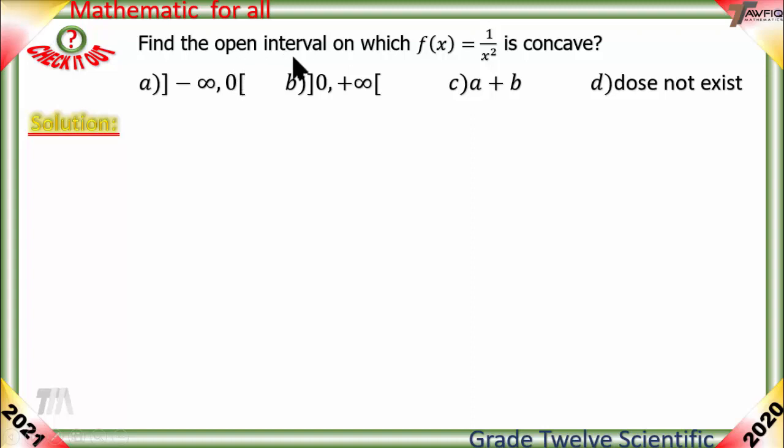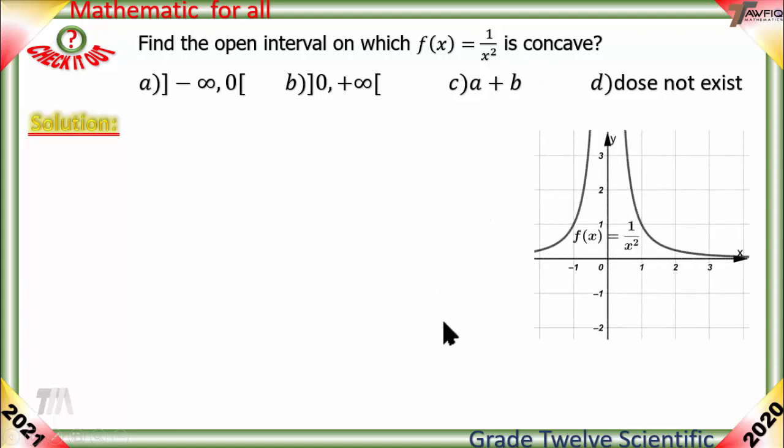Find the open interval on which f of x is equal to 1 over x squared is concave. If we draw the graph of this function, you can see it looks like this. The function is concave from minus infinity to 0 and from 0 to positive infinity. That means this function is concave on its domain. If we want to find this, first of all find the first derivative. F prime of x is equal to minus 2 over x cubed.